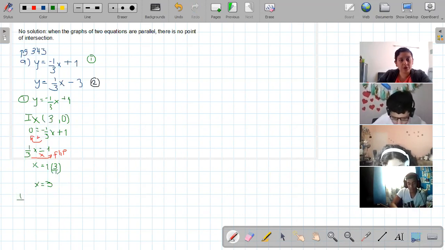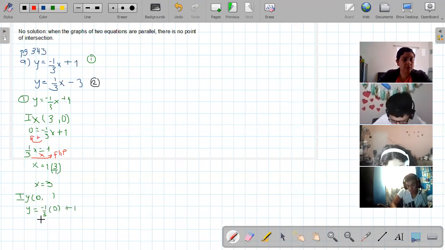Now I'm going to find the intercept in y. And that is when x is 0, and I'm looking for y. So y is equal to negative 1/3 times 0 plus 1. 3 times 0, that's 0. So I have left only the 1.